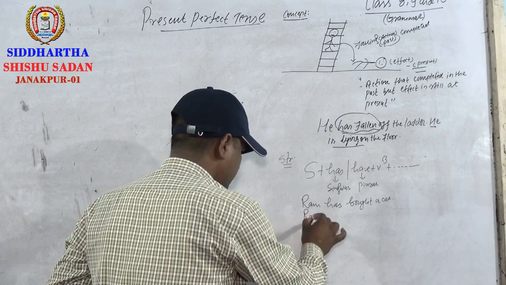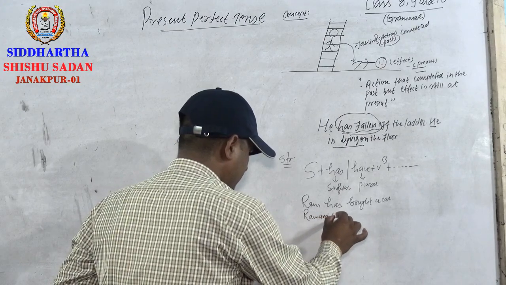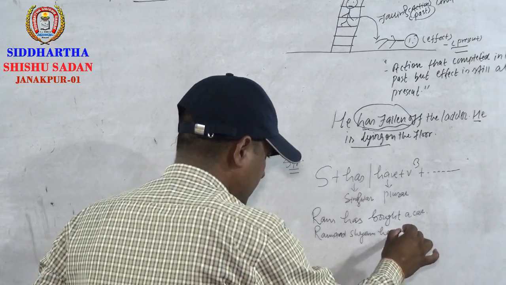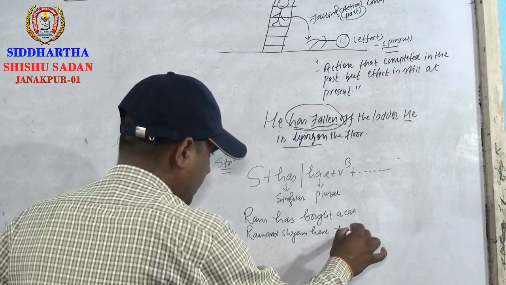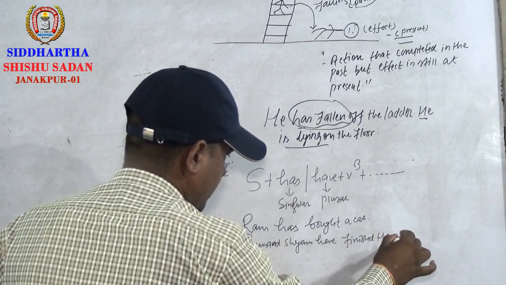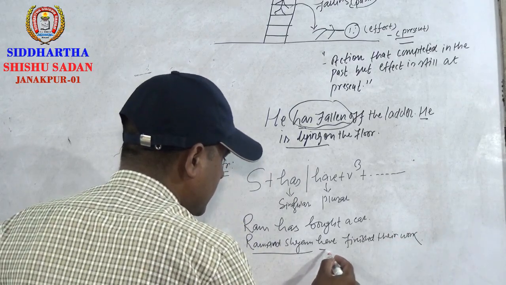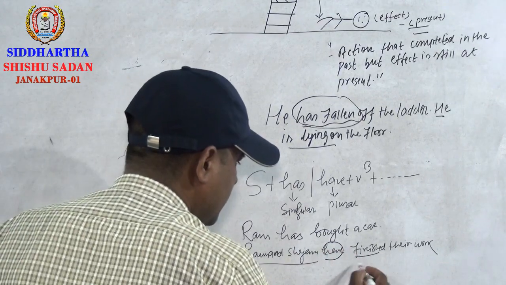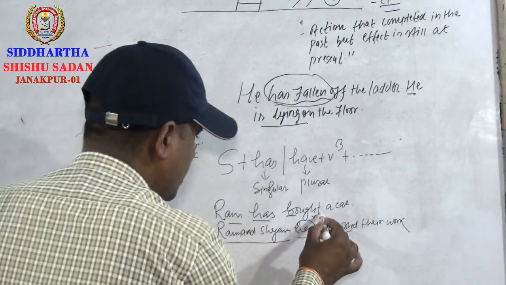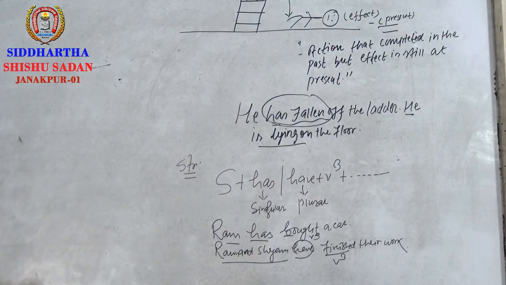Ram and Shyam have finished their work. Finished their work. See, subject plus have plus V3. Subject plus has plus V3. Present perfect tense.